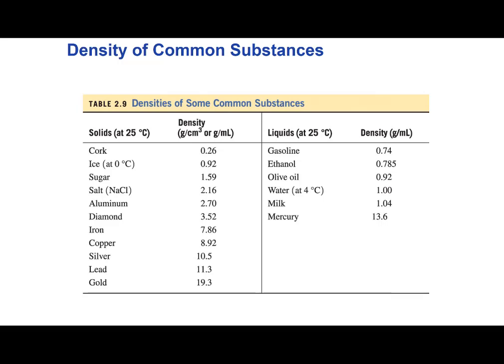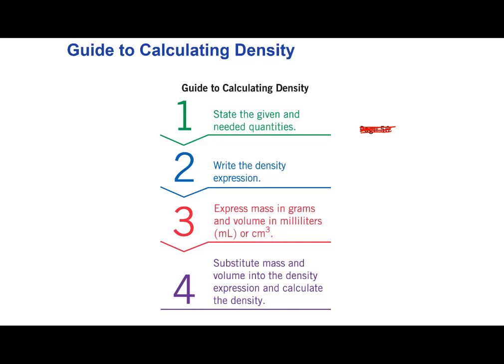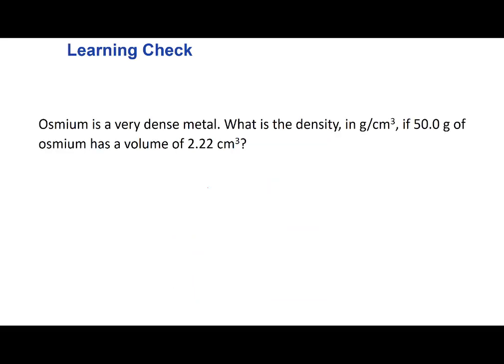You can see that the density of liquids we're familiar with, like olive oil, water, and milk, are all about 1 gram per milliliter. Things that float, like corks or ice, have a lower density, and things that sink, like silver, lead, or gold, would have a higher density than water. Here's a little map for calculating density. The important parts are knowing the mass in grams and volume in milliliters or cubic centimeters.